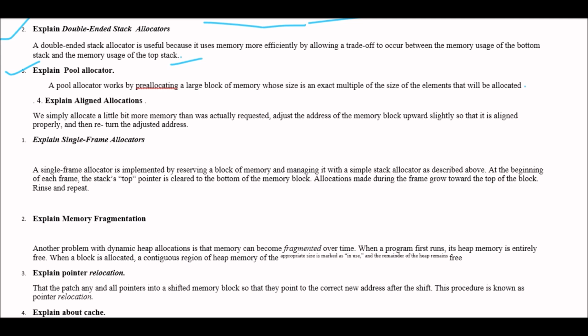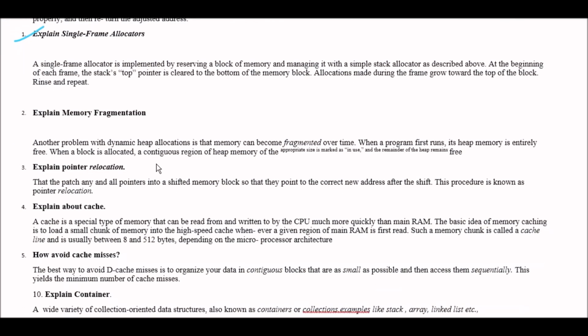Next question. Explain single frame allocators. In this, answer is, a single frame allocator is implemented by reserving a block of memory and managing it with a simple stack allocator as described above. Okay. At the beginning of each frame, the stack's top pointer is cleared to the bottom of the memory block. Allocations made during the frame scroll towards the top of the block. Rinse and repeat.